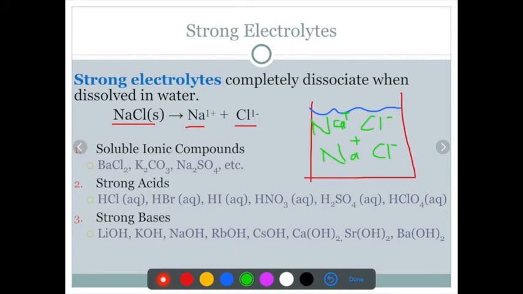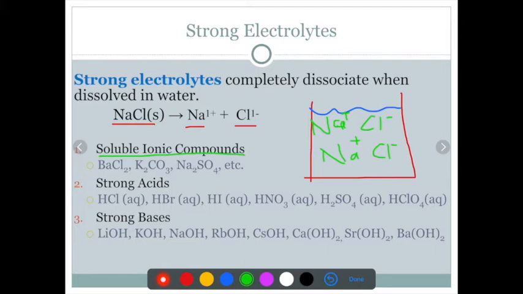So there's three different things that are strong electrolytes. Soluble ionic compounds are one. So we know what an ionic compound is. We learned in chapter 2, ionic compounds contain a metal and a nonmetal. And solubility we haven't really talked about yet, but we're going to get more into that for this chapter.